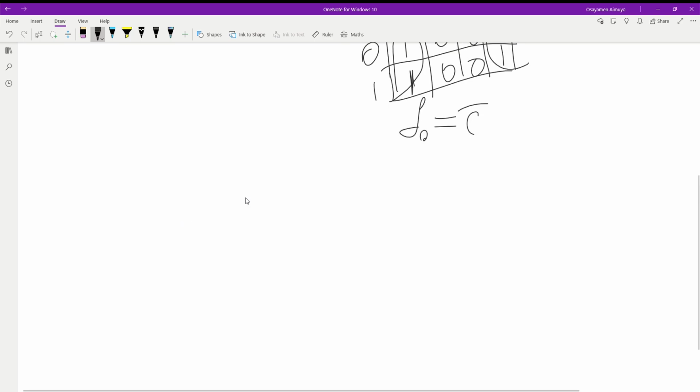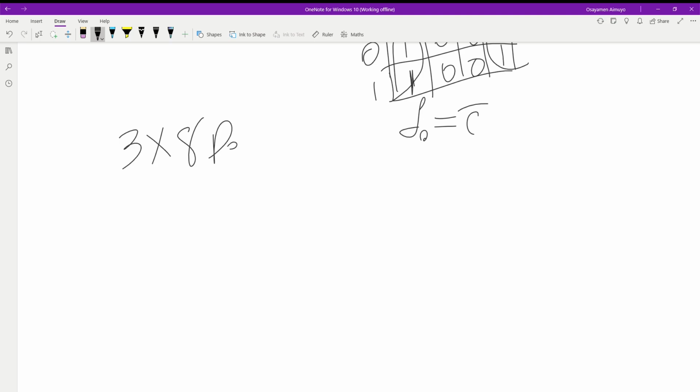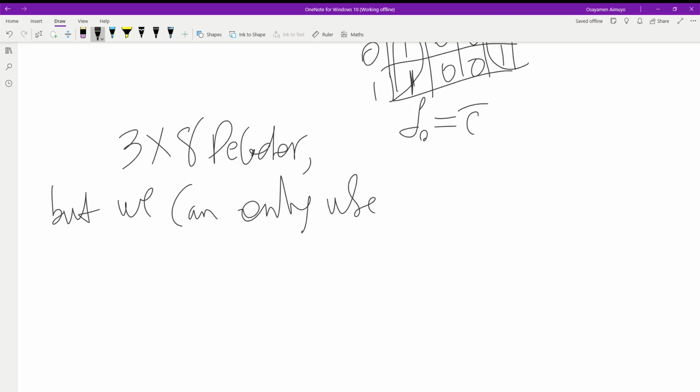So let us continue. So we have that we need a 3 by 8 decoder, but we can only use 2 by 4 decoders.